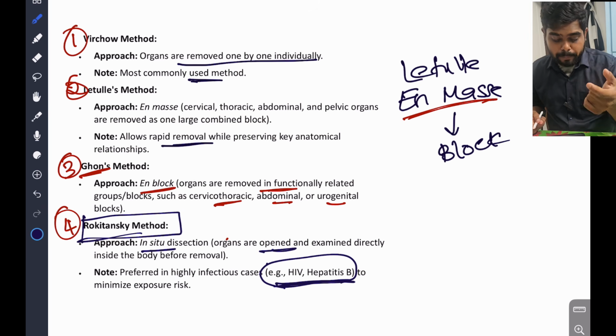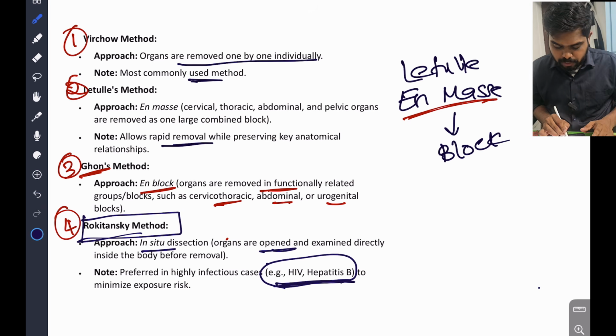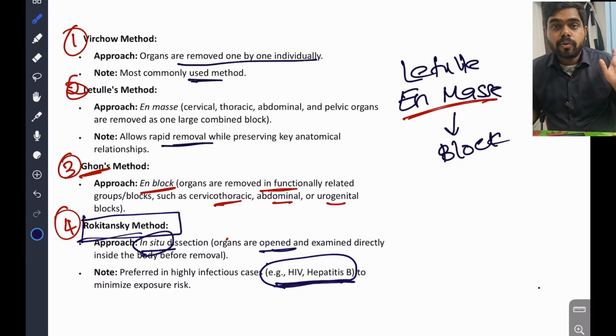So these four methods are very important. Virchow method, the most common method; Letulle is en masse, as a mass; Ghon's method, related organs en bloc; and Rokitansky, for HIV and hepatitis B, to minimize the exposure risk, and it is an in situ dissection. This is very important.